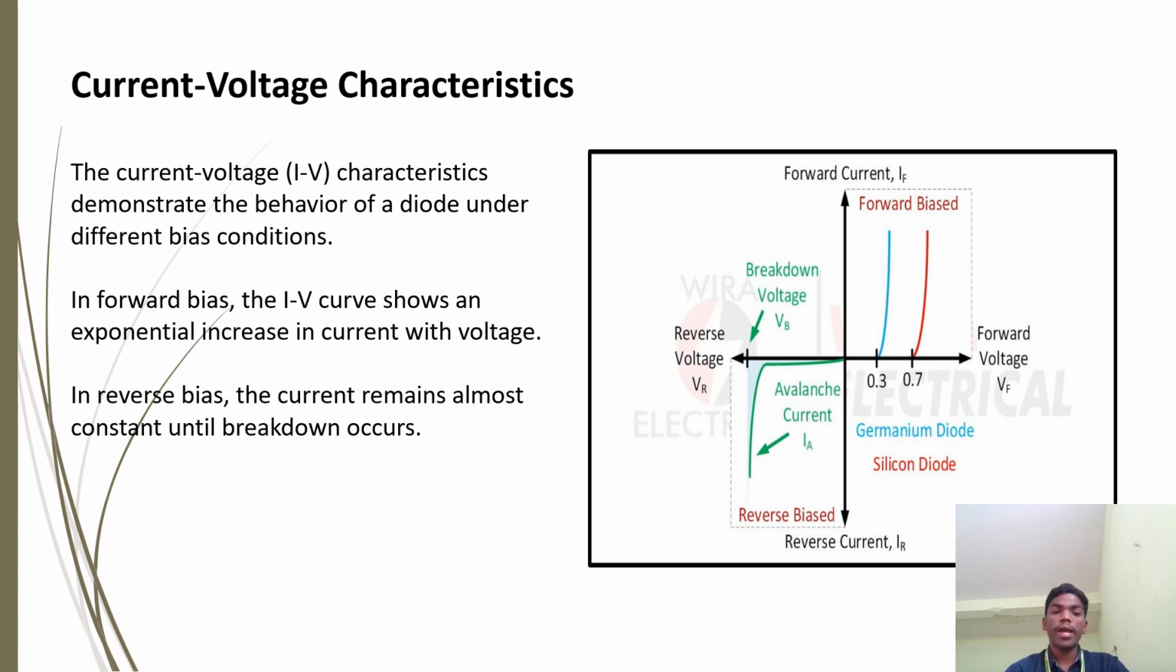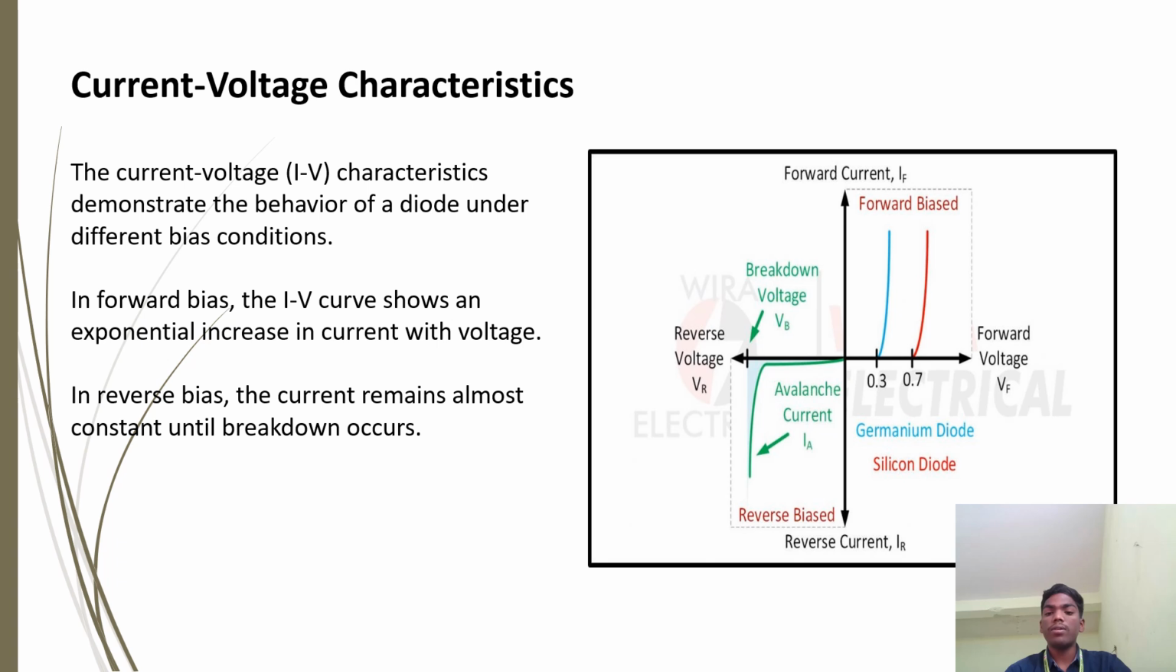And now we will see some of the current voltage characteristics. The current voltage characteristics demonstrate the behavior of the diode under different bias conditions. In forward bias, there is an exponential increase in the current with voltage. This is because in forward bias the depletion layer gets reduced, so the current will flow more. For a germanium material, the threshold value is 0.3 volts, and for a silicon diode the value is 0.7 volts.